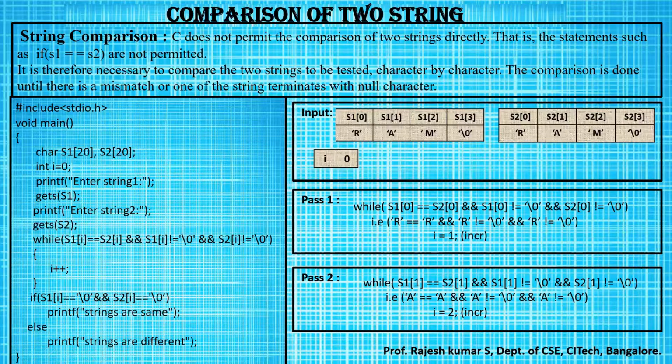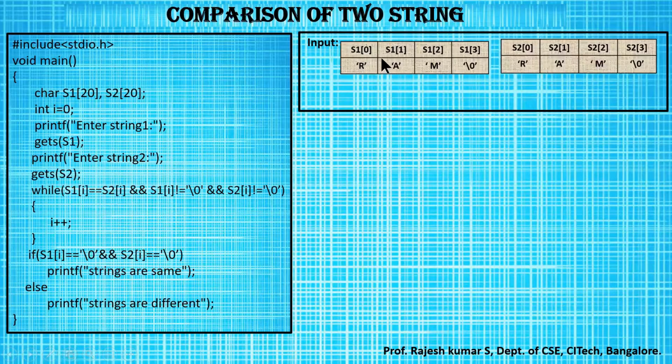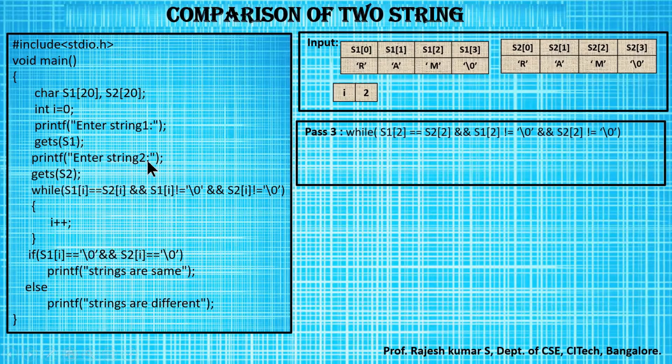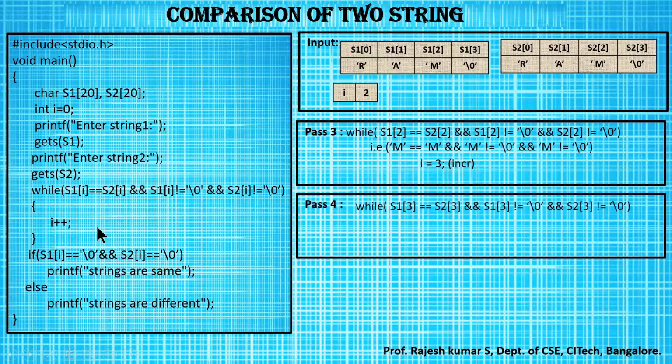When I value becomes 2, again we'll loop back and check the condition. What happens when I loop back? I value was 2, so replacing all the I value by 2. S1 of 2 double equals S2 of 2. What is S1 of 2? M. M double equals S2 of 2. What is S2 of 2? M. And M not equal to null? Yes. And M not equal to null? Yes. The condition is true. Then what happens? I will increment the I value. I value will become 3.